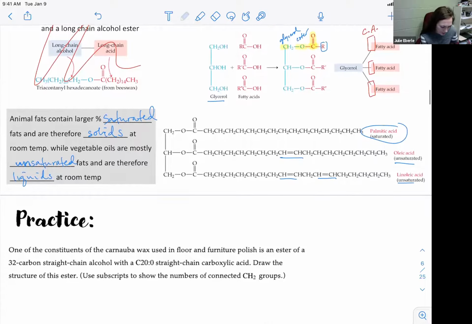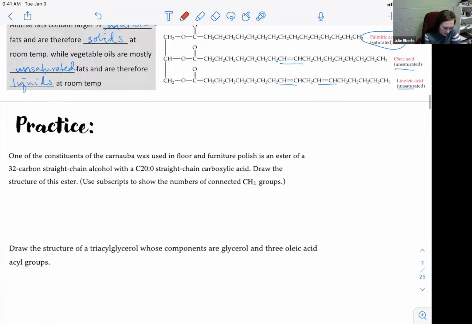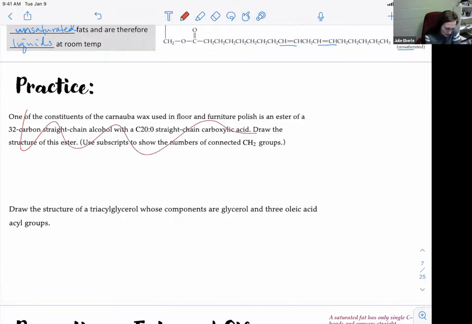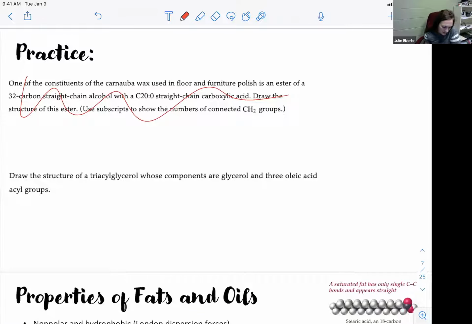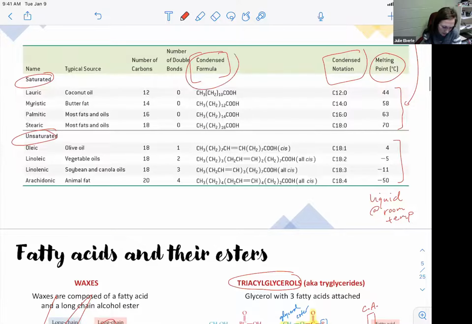All right, any questions about the structure of triacylglycerols so far? So ignore this top question because that's about waxes. I'm not going to have you do that on the exam, but the next one I do want to draw. I want you to draw the structure of a triacylglycerol. Okay. Now you have glycerol, and then you have 3 oleic acid acyl groups. So this is really good practice. You might have to do this on the exam. Remember, I want you to use the condensed notation, the condensed formula. That's what I should say. Okay. So I want you to draw this out. It said 3 oleic acid.